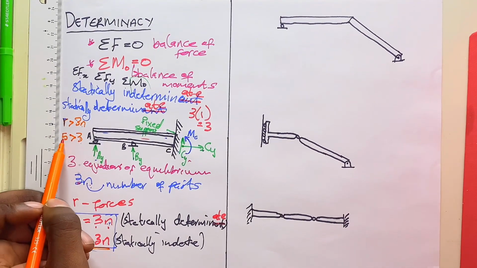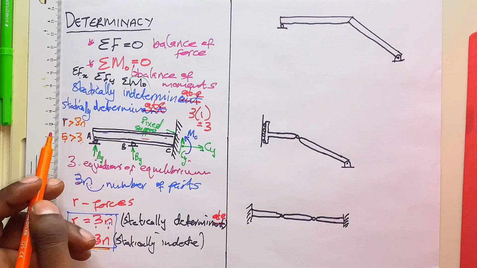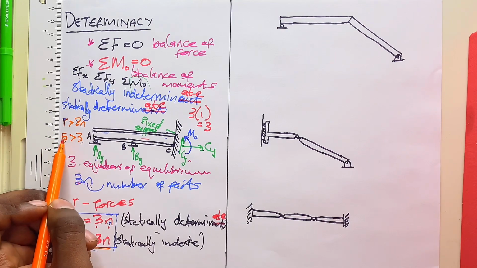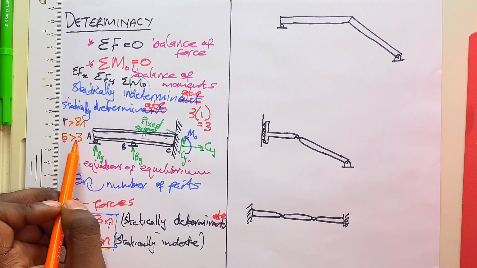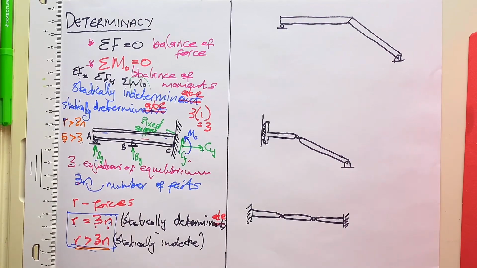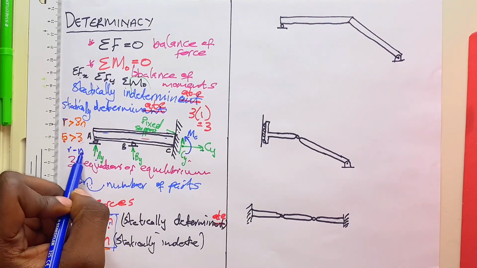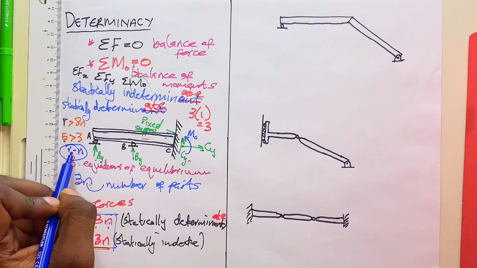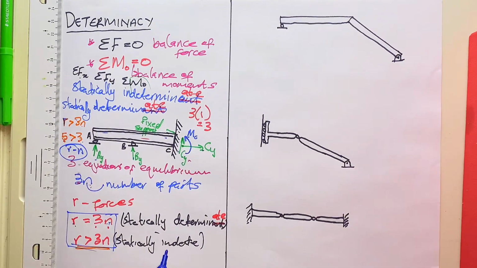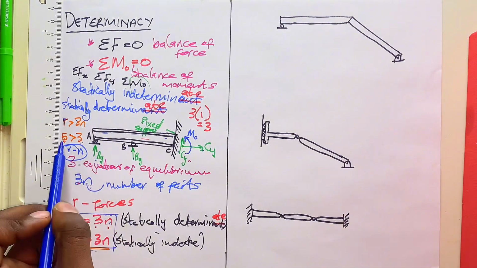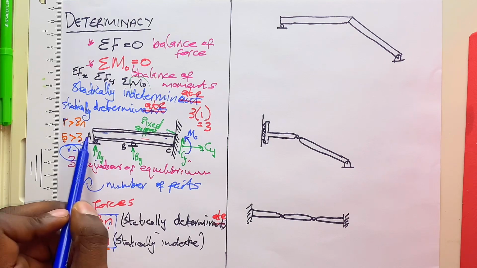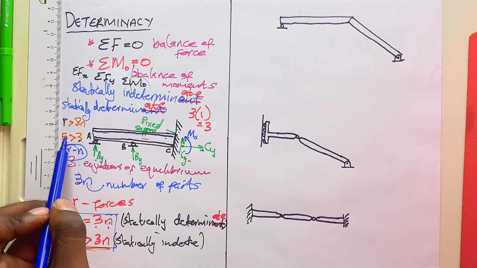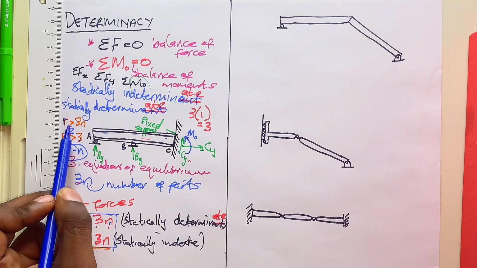Now the difference between 5 and 3, the difference between the number of forces and the number of equations. I'm saying R minus n will give you the degree of indeterminacy. Now this structure is indeterminate, right? To what degree? It will be 5 minus 3, which is 2.